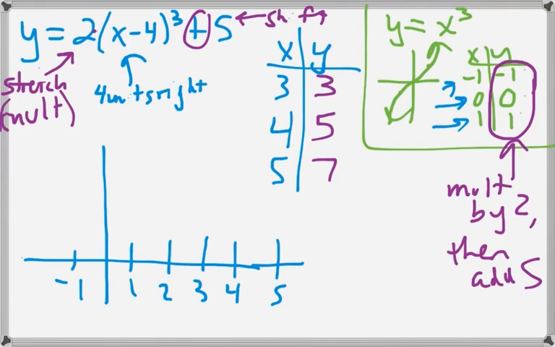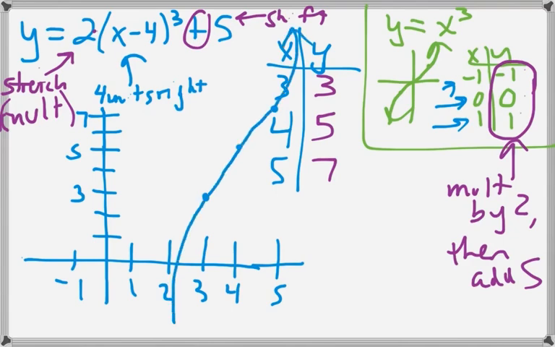So now we can go ahead and plot these points here. So we have (-1, 3), (0, 5), (1, 7). My graph's not really to scale here. Kind of scrunched, but you get the idea.